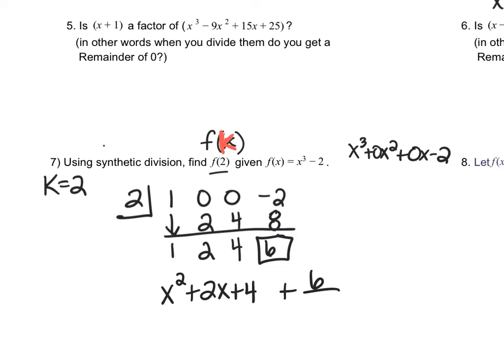Now here's the part. They didn't actually give you a divisor this time. So what is my divisor for this problem? Well, if my k value is positive 2, if I were to put the 2 back in, you're doing the opposite. So that's going to be x minus 2. Okay, so just keep that in mind.